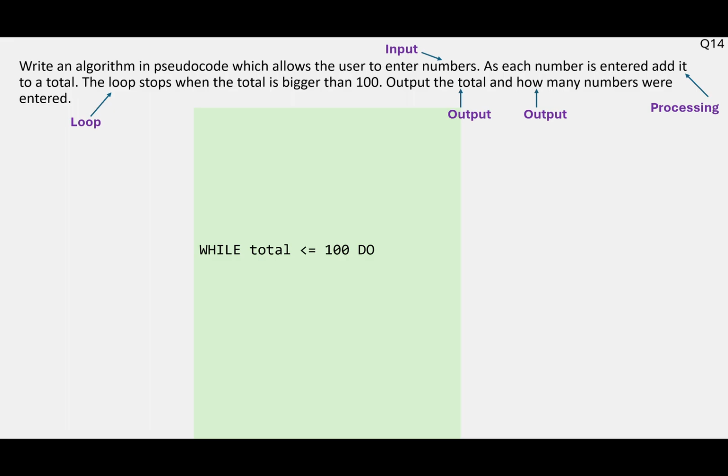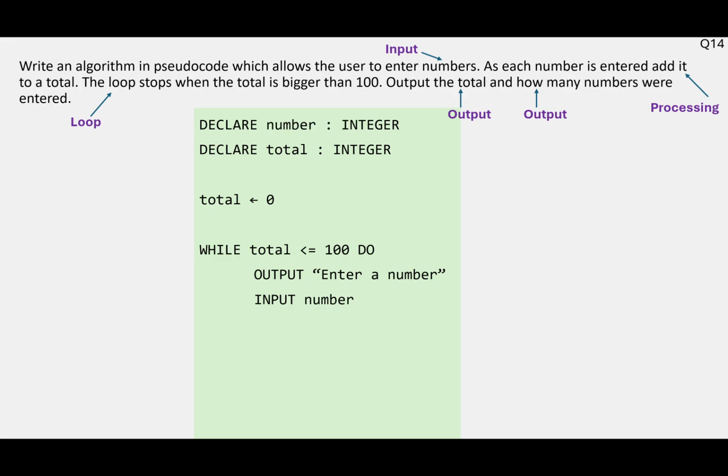So we need an initial value for total, so the loop will start. It makes sense to set the total to 0 because the total would be 0 at the start, and let's declare that. Now we're inside the loop, we'll ask them to enter a number, and we will input that as number, store it in the number variable, and we'll declare that. Okay, so we've got a loop that's going to keep going around.